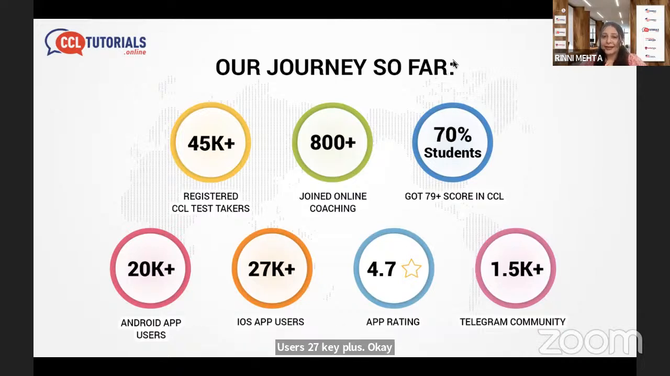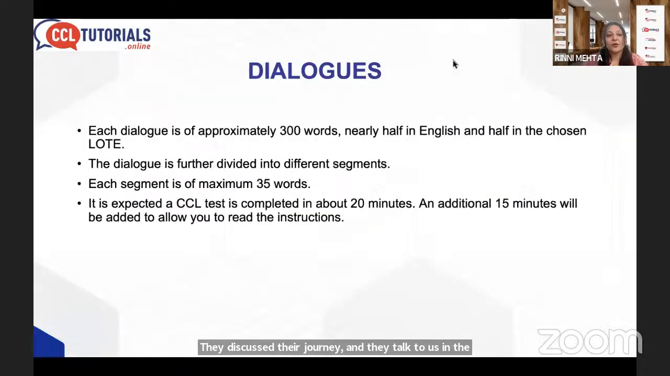Our app rating is 4.7 star, and we have a Telegram community, the CCL Tutorials Telegram group. Here we can see that more than 1.5 thousand people are in the group from all over the world. They discuss their doubts, they discuss their journey, and they talk to us in the group as well. So let's start. Here we will be understanding what type of question could be there. There will be 2 dialogues, basically half in English and half in the chosen language.